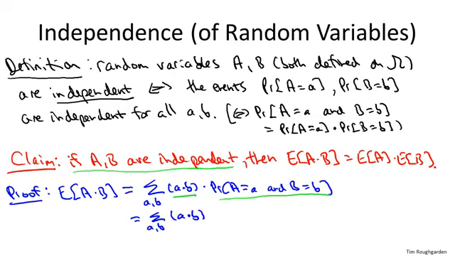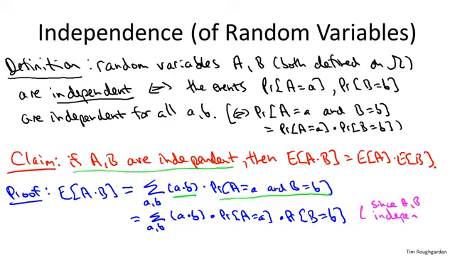Now, because A and B are independent, this probability factors into the product of the two probabilities. This would not be true if they were not independent. It's true because they're independent. So same sum over all possible joint values of a and b. Still have a times b, but now we have times the probability that A takes on the value a times the probability that B takes on the value b. So now we just need to regroup these terms.